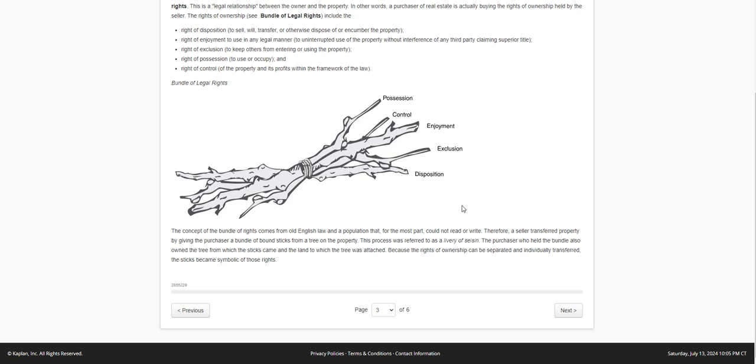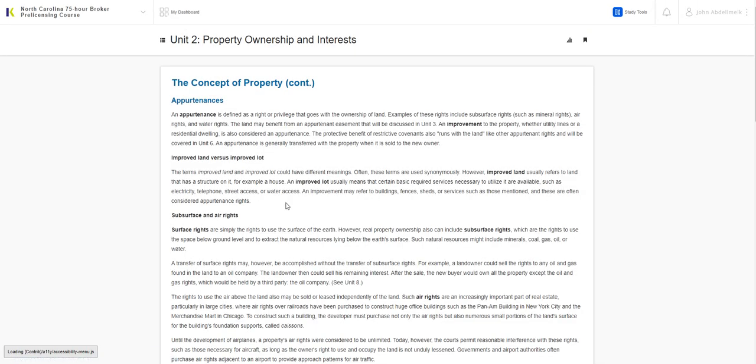The concept of the bundle of rights comes from old English law, when the population for the most part could not read or write. Therefore, a seller transferred property by giving the buyer a bundle of bound sticks from a tree on the property. This process was referred to as livery of seisin. The purchaser who held the bundle also owned the tree from which the sticks came and the land to which the tree was attached. Because the rights of ownership can be separated and individually transferred, the sticks became symbolic of those rights. I like that. Nice tradition we got there.